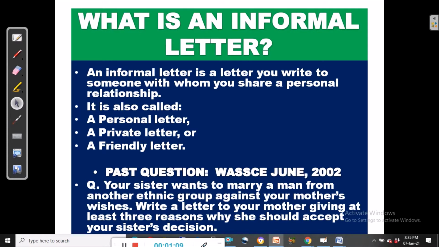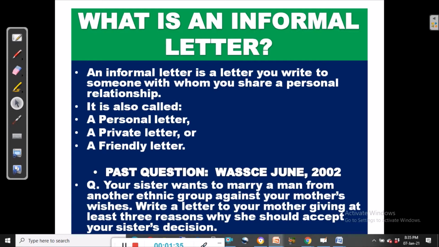What is an informal letter? An informal letter is a letter you write to someone with whom you share a personal relationship. That is why it is called a personal letter, because you share a personal relationship with the person you are writing to. It is also called a private letter or a friendly letter because it doesn't have anything official in it.